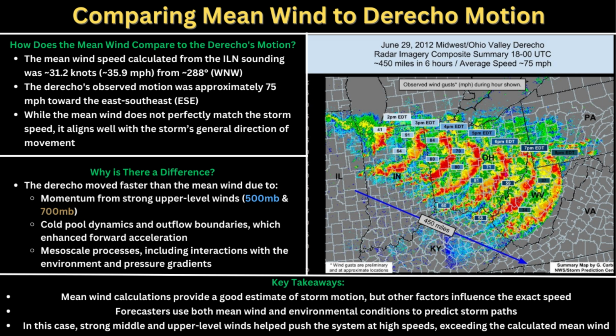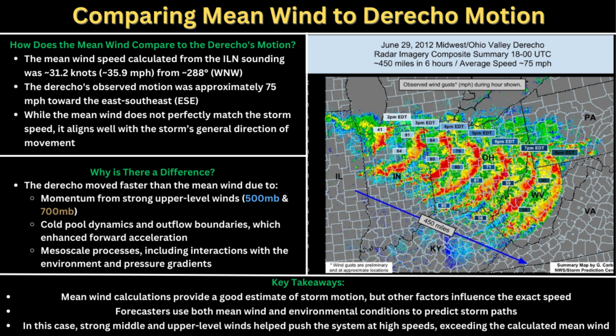Cold pool dynamics and outflow boundaries. Cold pools form when rain-cooled air sinks and spreads out at the surface. This can create a powerful outflow boundary that reinforces storm motion. As the cold air surges outward, it forces warm, moist air ahead of the storm to rise rapidly, helping to maintain and even accelerate the storm.